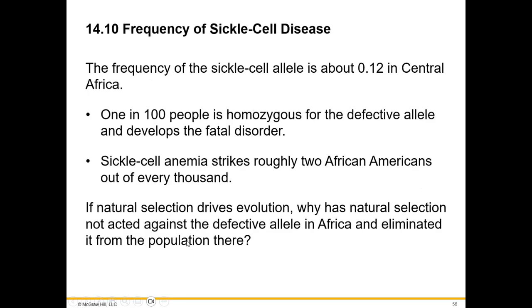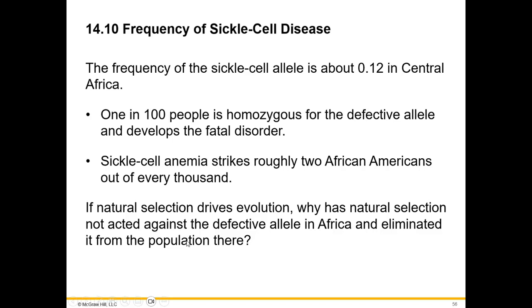The frequency of the sickle cell allele is about 0.12 in Central Africa. About 1 in 100 people is homozygous for the defective allele and develops the fatal disorder. Sickle cell anemia strikes about 2 African Americans out of every 1,000.